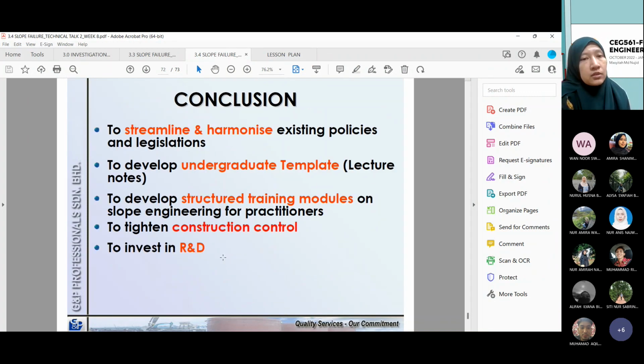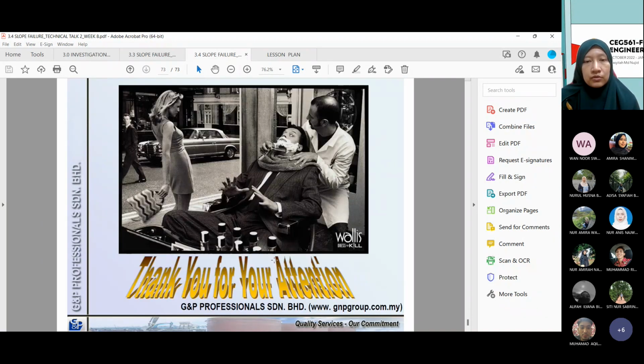So in conclusion, streamline and harmonize existing policies and legislation. As undergraduate engineers, you have gained information and knowledge related to your discipline, so develop structured training modules. And the next one is to tighten construction control. Any questions before we end our lecture?